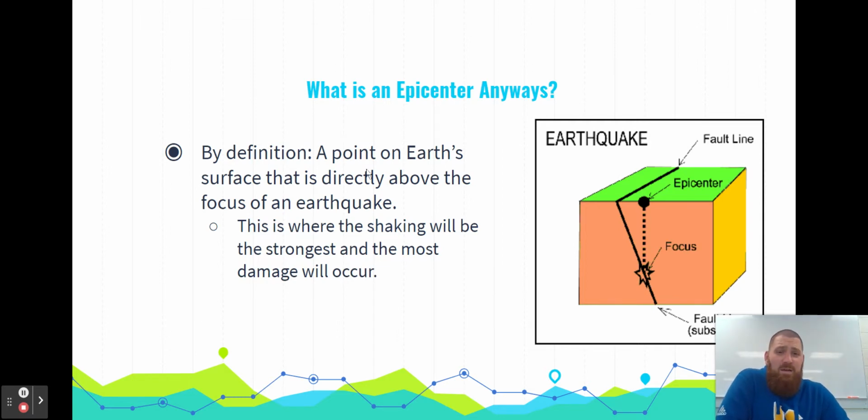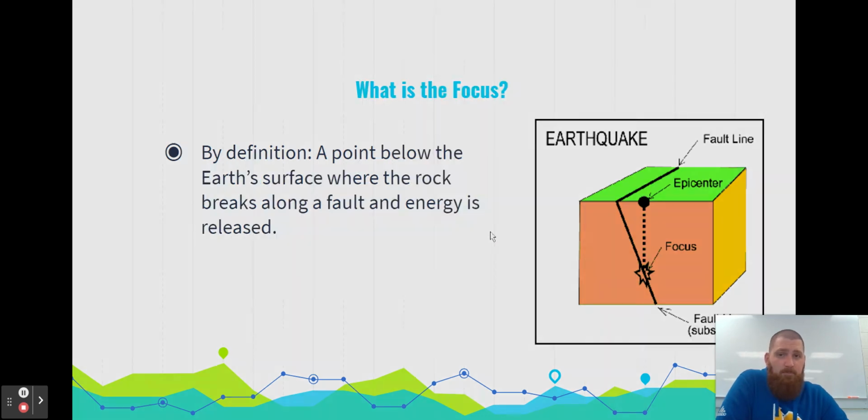What is an epicenter anyway? Now, epicenters are the point on the Earth's surface that's directly above the focus. This is where most of the shaking occurs and where most of the damage occurs as well.